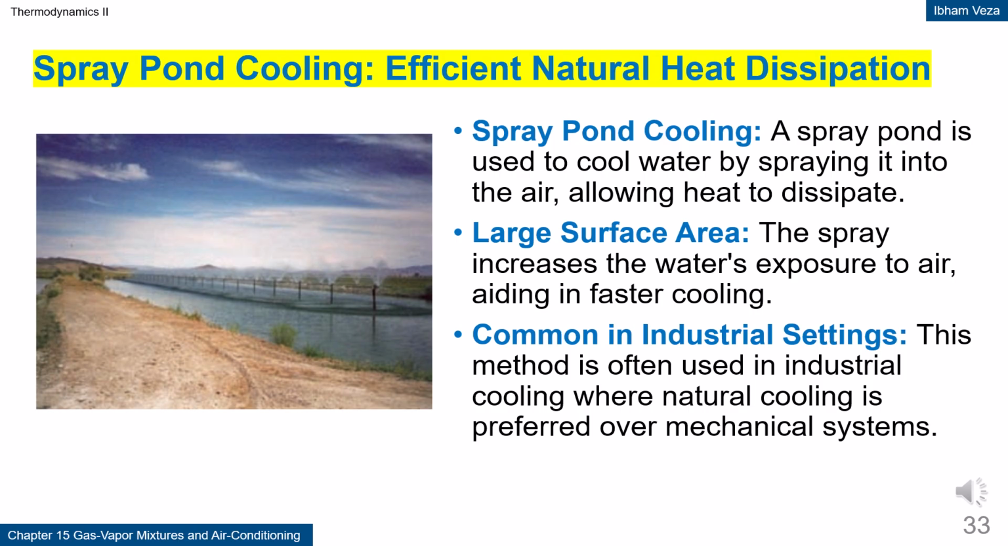Spray pond cooling. In this system, hot water is sprayed into the air to increase the surface area of contact. With a large surface area, heat is released more quickly to the environment. Cooling occurs mainly due to evaporation and convection. This method is often used when large land areas are available.